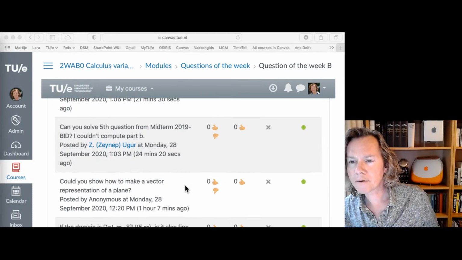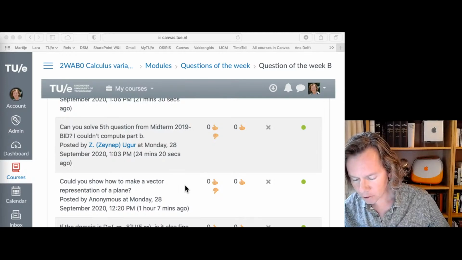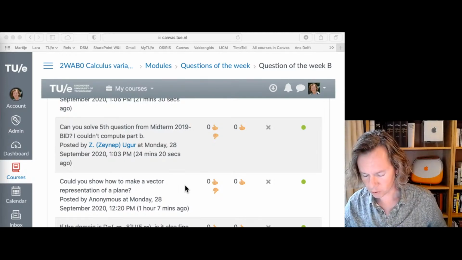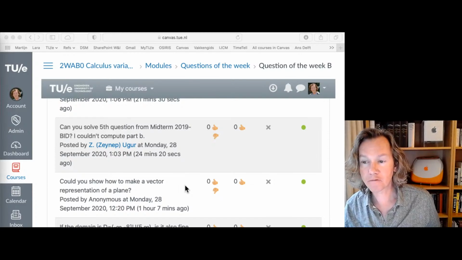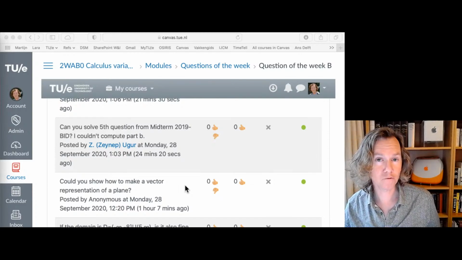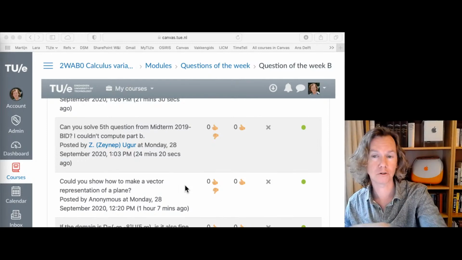Could you show how to make a vector representation of a plane? Okay. I did it the other way around during the lectures. So given the vector equation, I gave the normal equation with some constant times x plus some constant times y plus some constant times z equals a constant again.